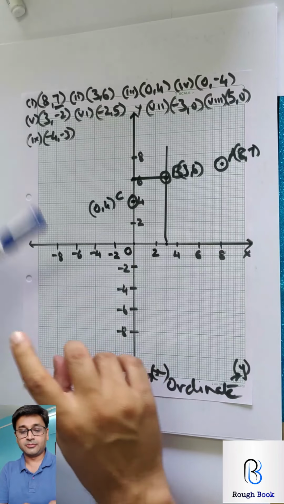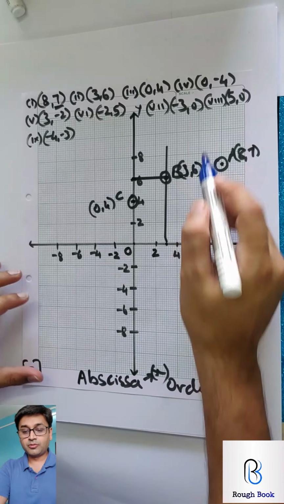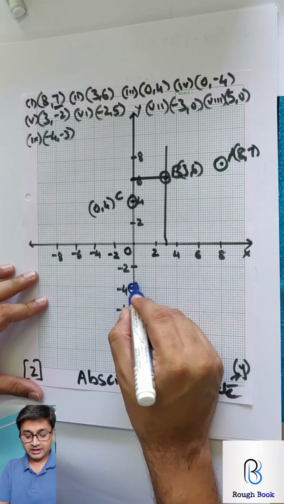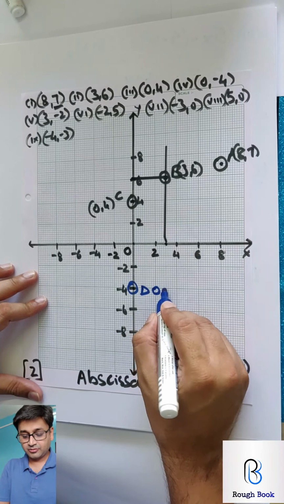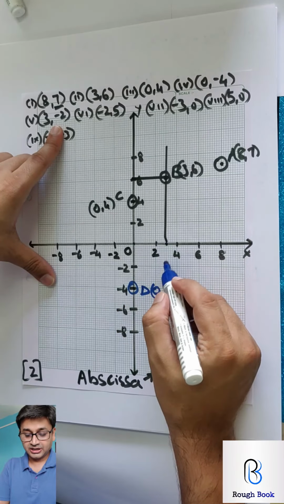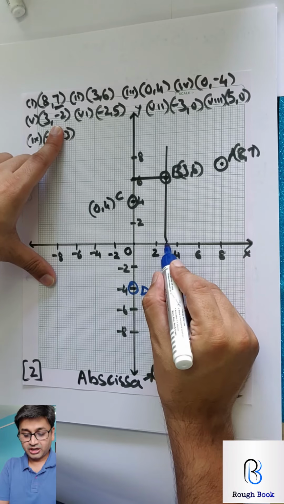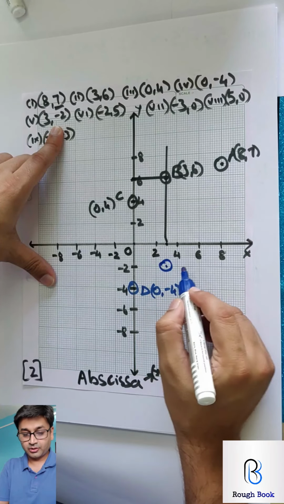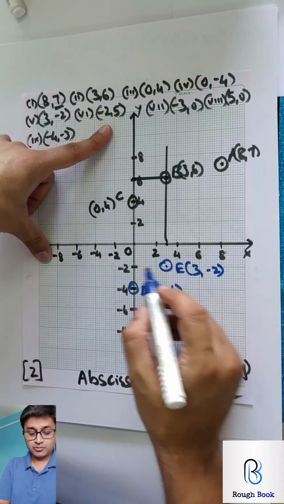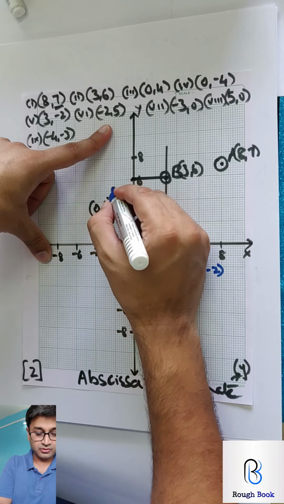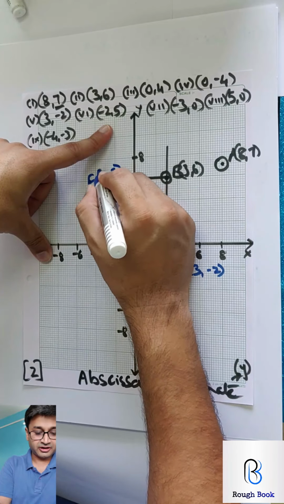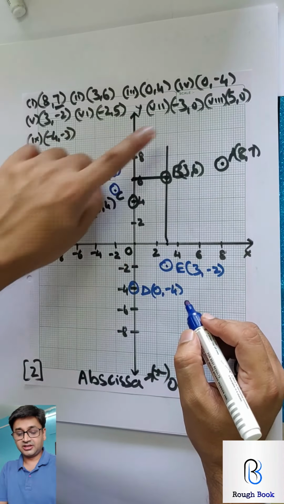Give me all the remaining points. 0 by minus 4. So 0 for x and minus 4 for y. So this is my point D, 0 by minus 4. 3 by minus 2. So that should be here. 3 for x and minus 2 for y. So that is E, 3 by minus 2. Minus 2 by 5. So minus 2 and 5 goes up. So that becomes F, minus 2 by 5. And then minus 3, 0.